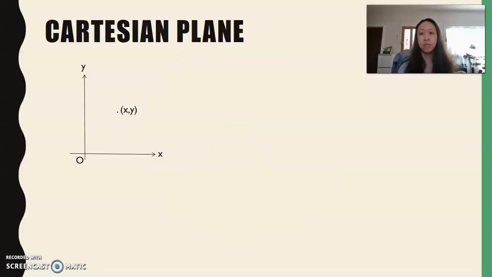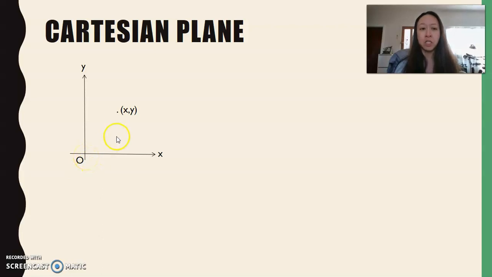So the first thing that we need to know about linear relationships is the Cartesian plane. If you can see the diagram over here, this is a Cartesian plane. A Cartesian plane consists of the x-axis, which is the horizontal line over here, and the y-axis, which is this vertical line. The x-axis and the y-axis intersect at a point O.